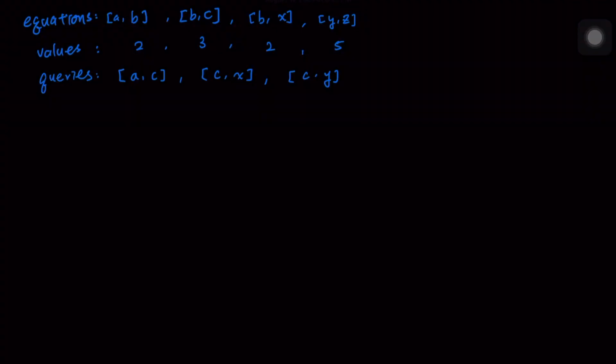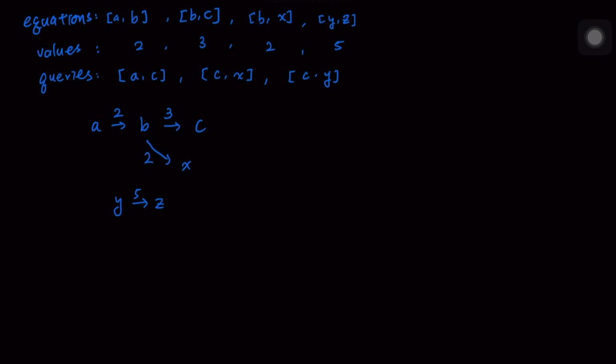Okay, now I'm going to talk about why we can use union find to solve this problem. Here, I give an example where the equations are AB, BC, BX, YZ. So first, let me draw the picture here. I have an A, and it points to B. The multiplier is 2, or the weight is 2. And B points to C, and the weight is 3. And B points to X, and the weight is 2. And I have Y and Z. Since Y and Z don't connect to A, B, C, X, I will draw them in another part of the picture. Y and Z, the weight is 5.